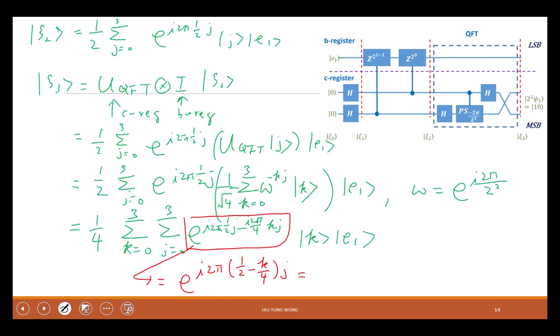I'm going to rewrite it as e to the power i 2 pi divided by 4 times (2 minus k)j. The reason I want to do this is because this is equal to omega to the power (2 minus k)j. Is that okay? Now, do not forget this is inside the summation.